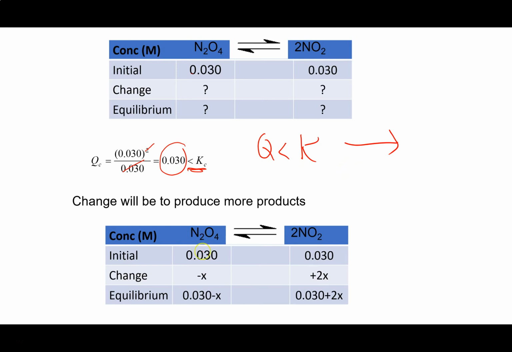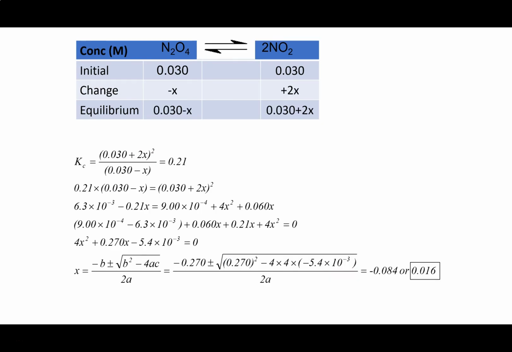So what's going to happen is that our N2O4 will go down by some amount X, but our NO2 will go up by some amount 2X because we've got 2 NO2s here. So at equilibrium, our amount of N2O4 will be 0.03 minus X, and our amount of NO2 will be 0.03 plus 2X. Now I put that information into my expression for K, and I solve for X. Here we go. It's products over reactants. There's my products line, I've got to square it. Here's my reactants line, and that equals 0.21 according to the information that was given.